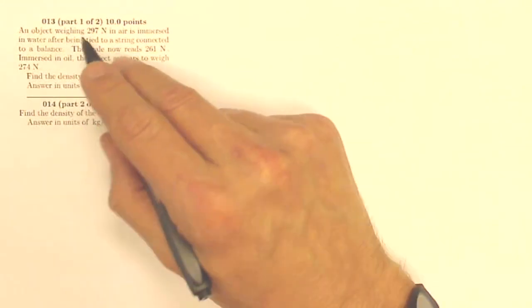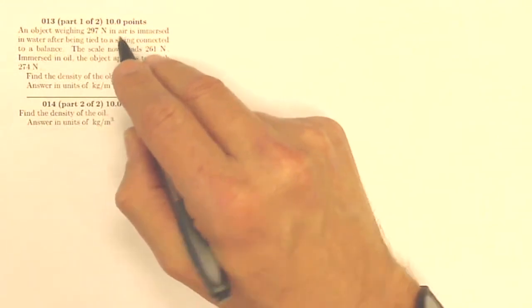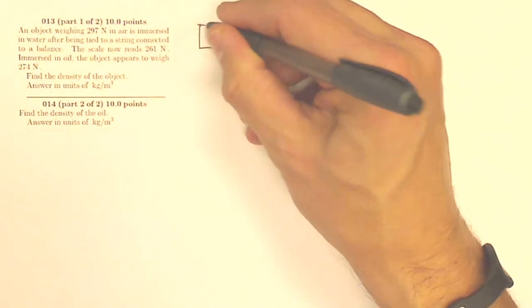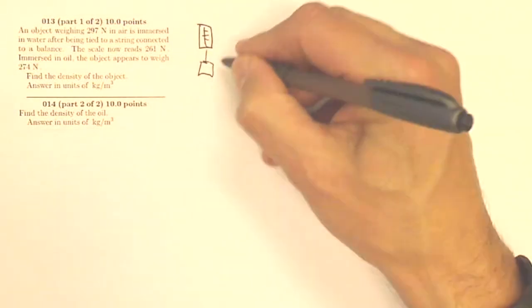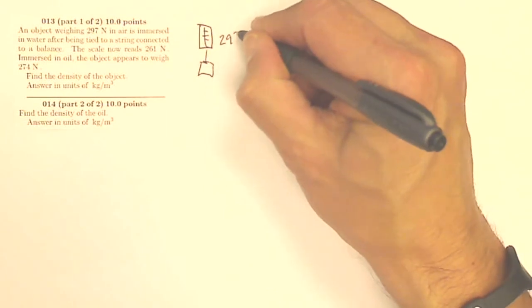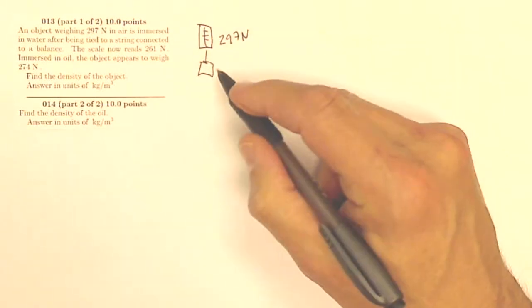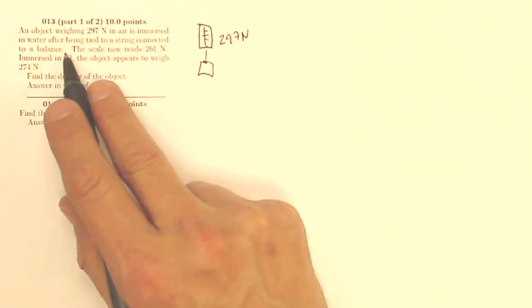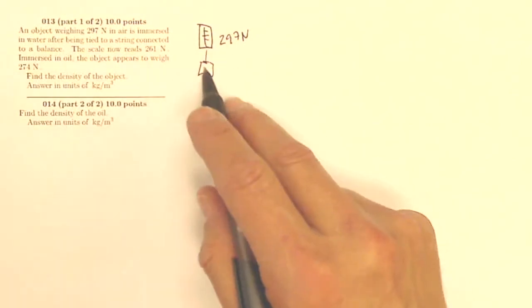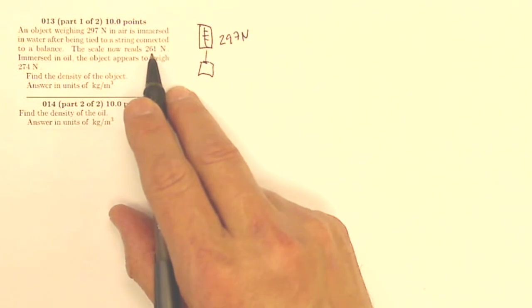This is AP Physics, Homework 7.2, questions 13 and 14. It says an object weighing 297 newtons in air, and let me just draw that. Here's my spring scale, and I know that whatever this object is, it has a weight of 297 newtons when it's in air. Okay, it's immersed in water after being tied to a string connected to a balance. So there you go. The scale now reads 261 newtons.